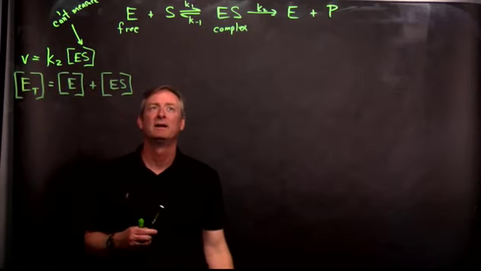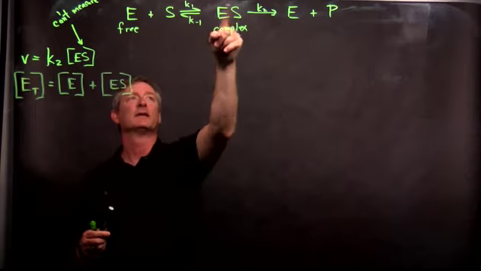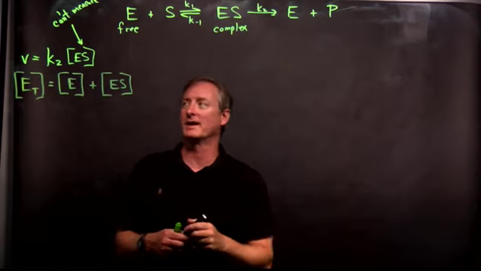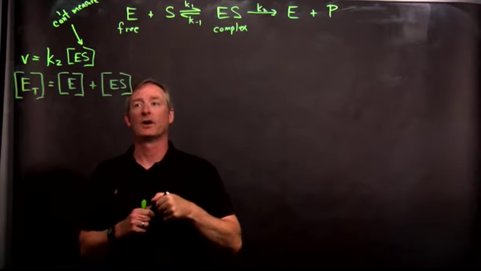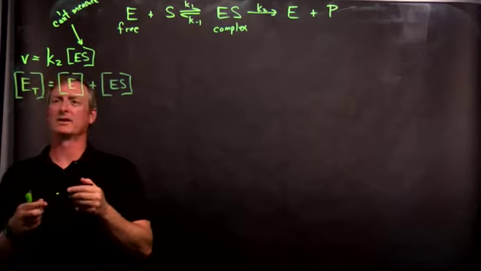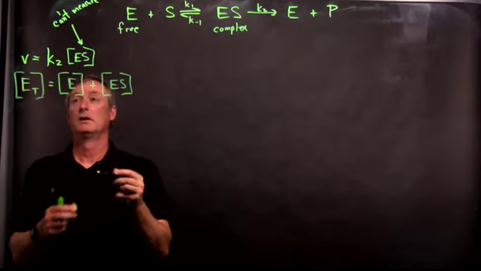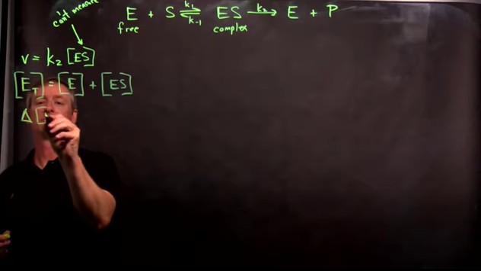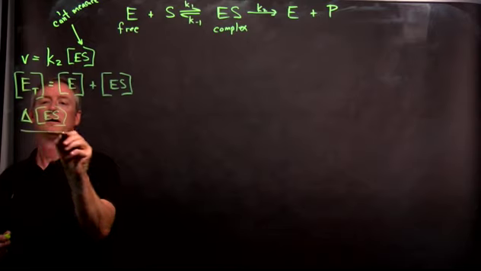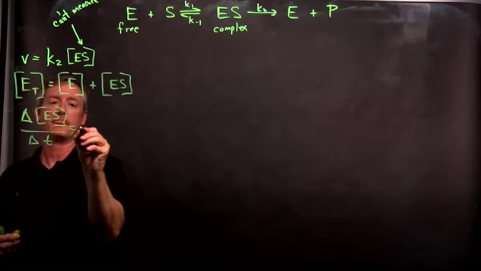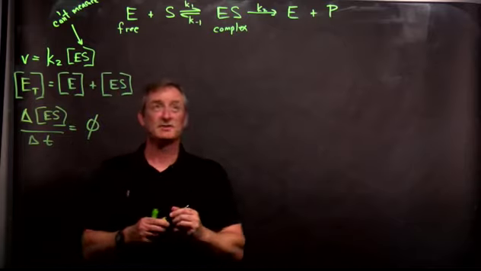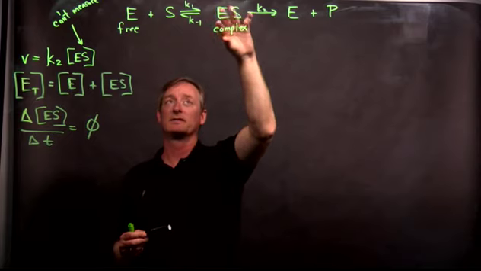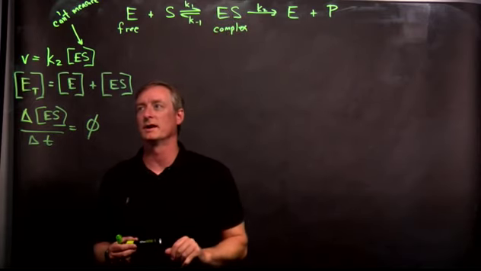Another assumption we're going to make is that during the course of an enzyme-catalyzed reaction, the concentration of this enzyme substrate complex doesn't change. So I'm going to describe that with an equation. The change in the concentration of the enzyme substrate complex over the change in time equals 0. That just means that this has reached equilibrium. We're forming enzyme substrate complex at the same rate at which it is dissociating.